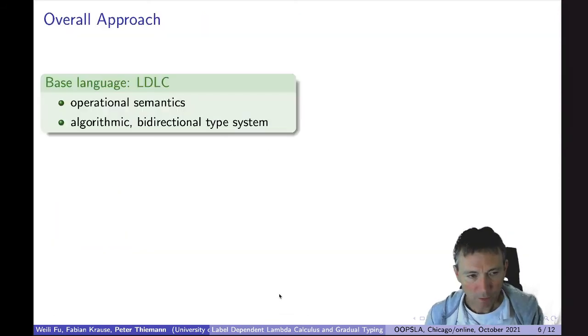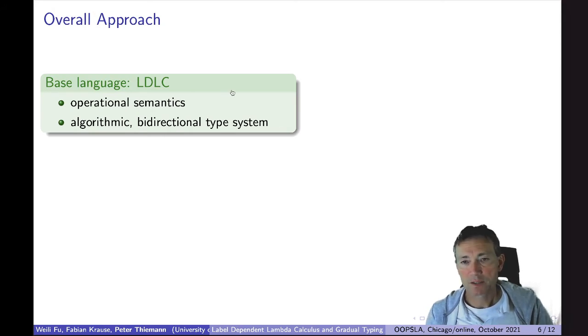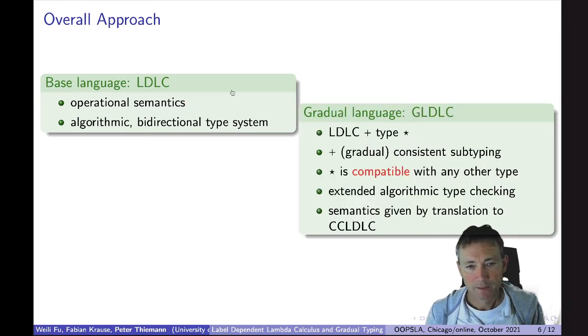Okay, so what's our overall approach? In the first example slide, you've seen the base language, LDLC. This language has an operational semantics and it comes with a nice algorithmic and bidirectional type system. On the second example slide, you've seen the gradual version of LDLC, which is essentially LDLC plus the dynamic type. Moreover, it has a notion of gradual consistent subtyping, which essentially enables that the dynamic type is compatible with any other type.